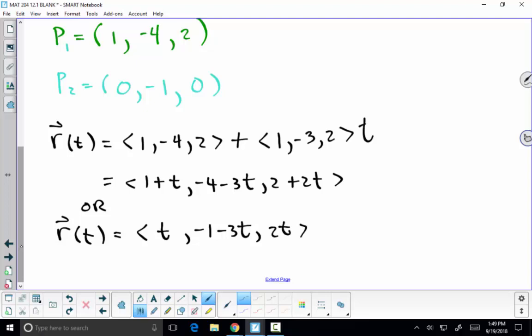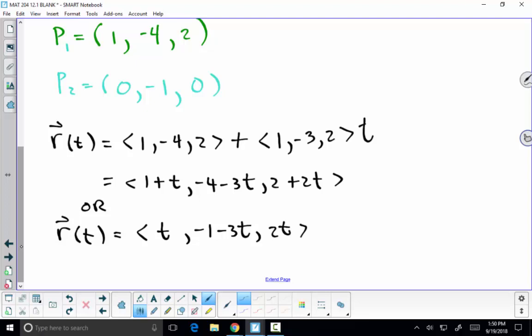works. As a teacher, this sucks. Both of those are equally valid, right? As a teacher, this sucks, because now I don't know what point you chose, right? So maybe I should give you the point.